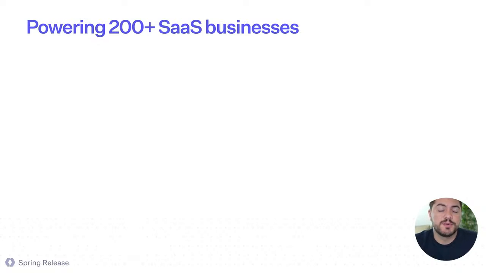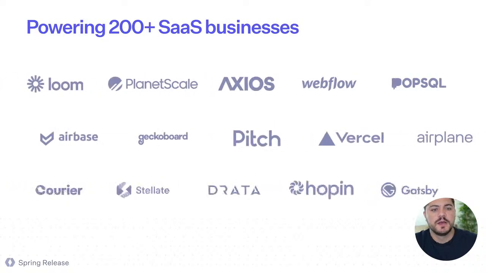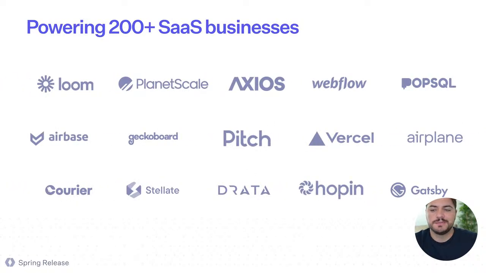Nowadays, WorkOS is powering more than 200 businesses worldwide. We have some really interesting names like Pitch, Airplane, Gatsby, Airbase, Webflow, Popsicle, and all of these other companies. There are a lot of different ways that customers are using WorkOS. So we wanted to highlight some of these ways so you can learn more about them.